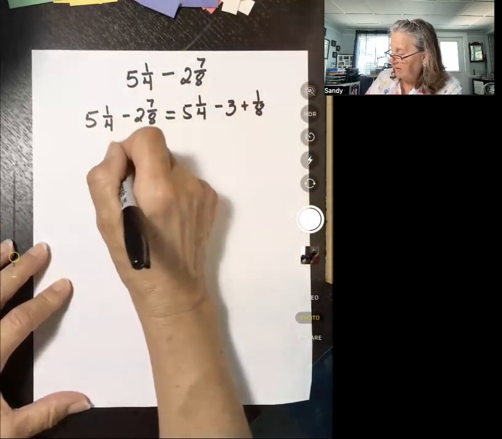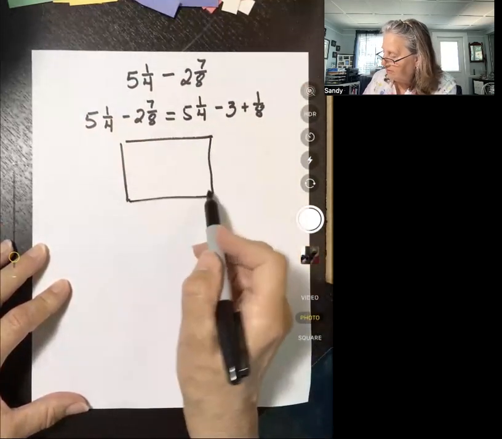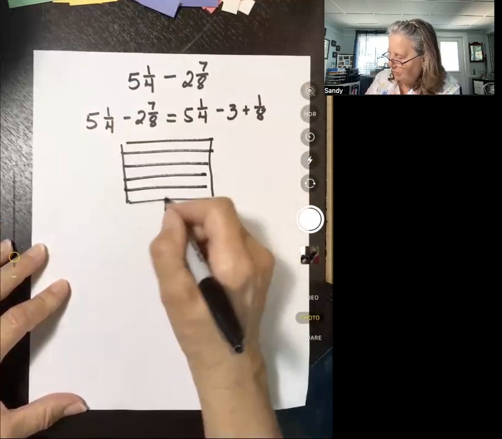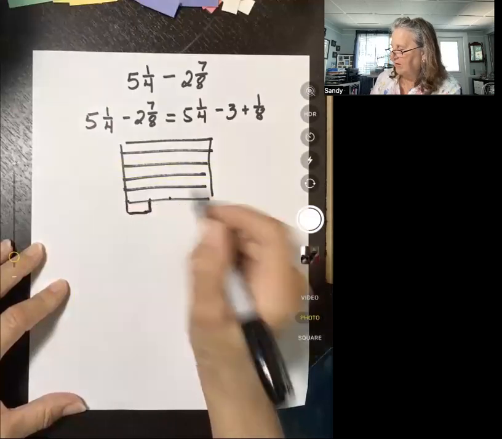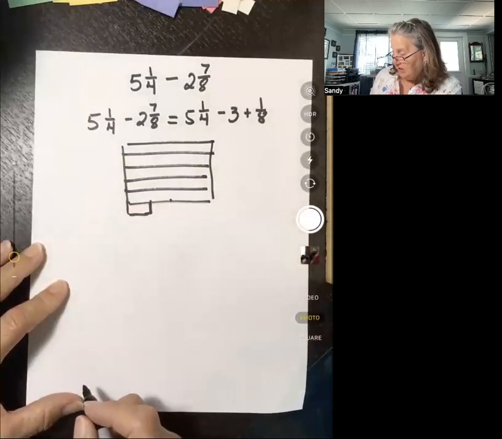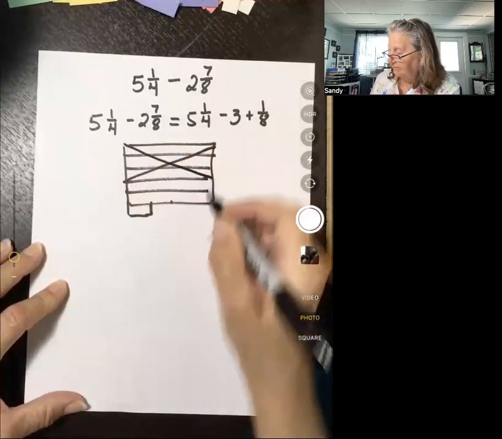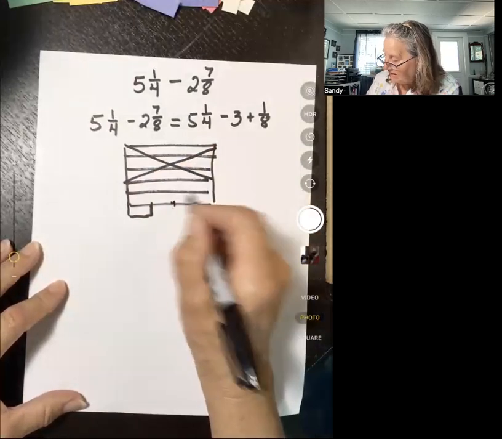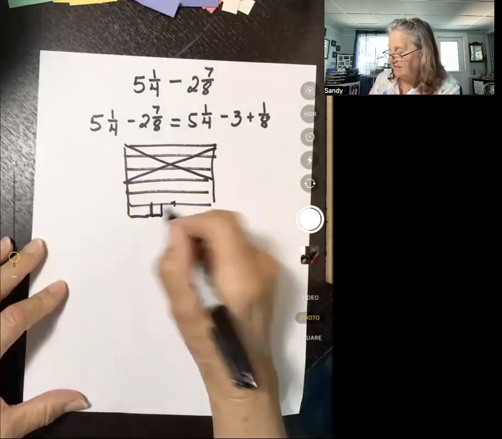Now, in terms of my picture, let's do our picture of 5 wholes and my 1/4 piece. Okay. To remove 2 7/8, I can remove 3 wholes. And then I'm going to have to give back an 1/8. So a 1/4 would be there, but I'm giving back this.